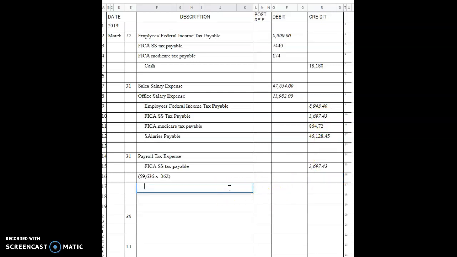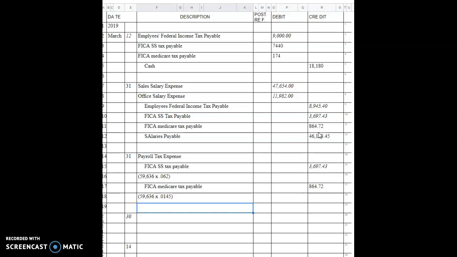Next, we're going to have our FICA Medicare tax payable. So again, this is going to be our $59,636, and then Medicare is 0.0145. So Medicare tax payable, again, you can get your number from up here, $864.72.